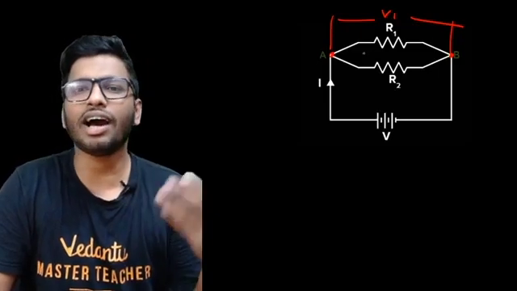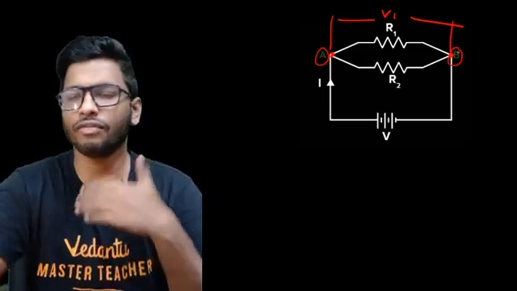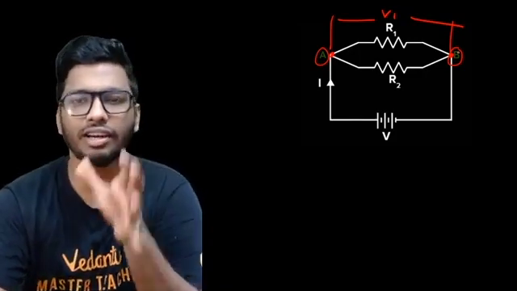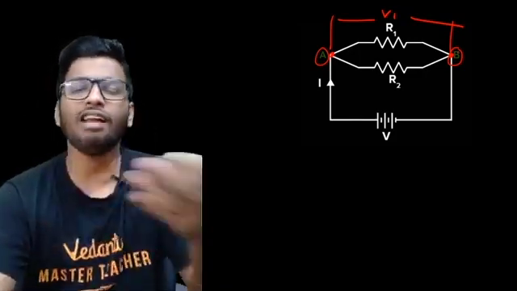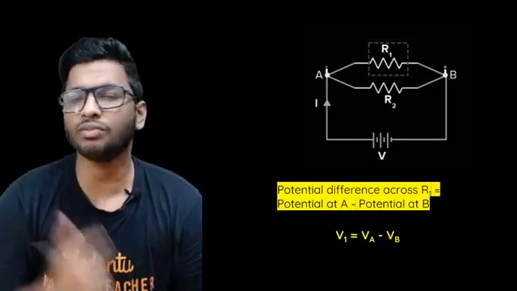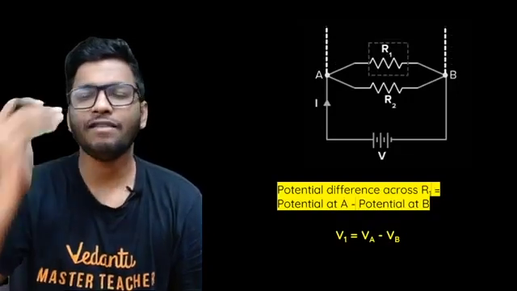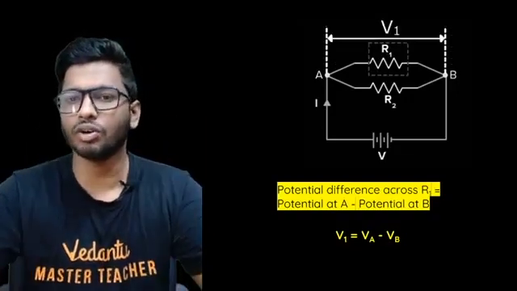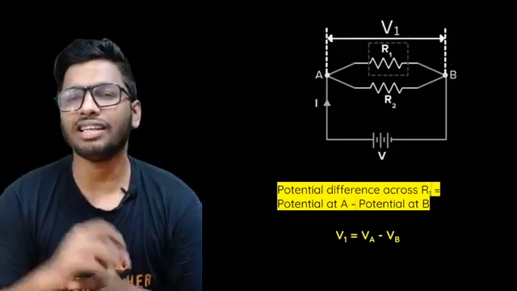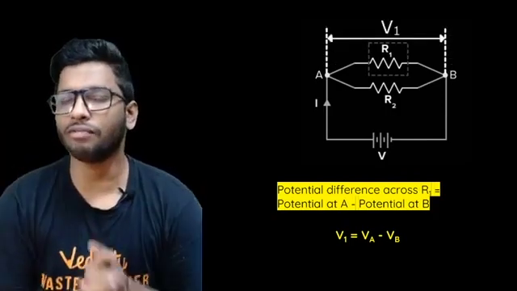To find that out, I just have to find out what is the potential at A and what is the potential at B. If I find out the difference between the potential at A and the potential at B, I'll find out what is V1, which is basically V1 is equal to VA minus VB. Very simple. The potential difference across R1, V1, is basically the potential at A minus the potential at B. So that's what I'm going to find.